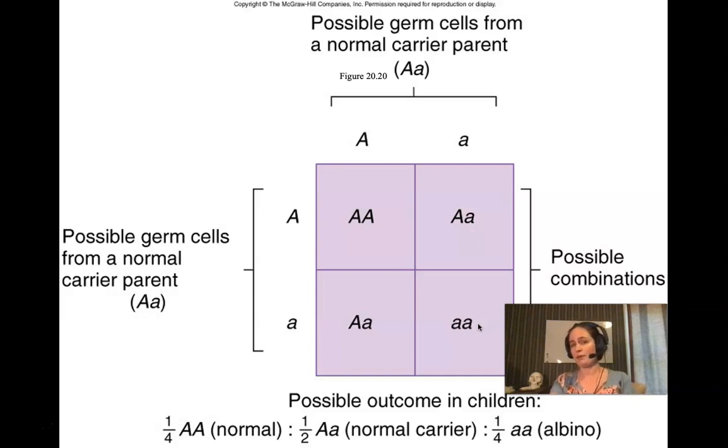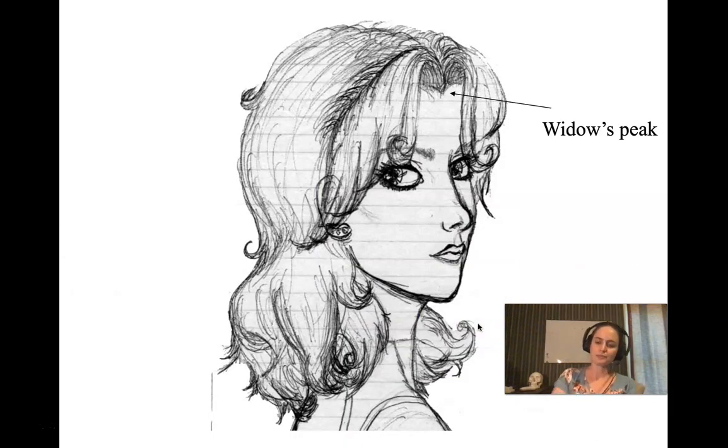So there's a lot of vocab that goes into it that you will be held responsible for. It's not just for disorders. We can use this system for a lot of genetic traits, such as a widow's peak, which I obviously don't have. Quite the opposite. Okay.